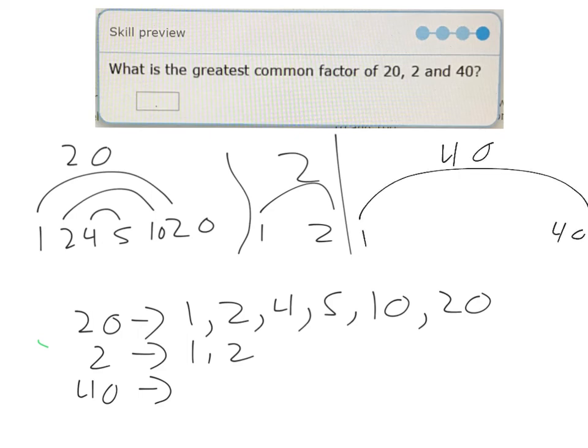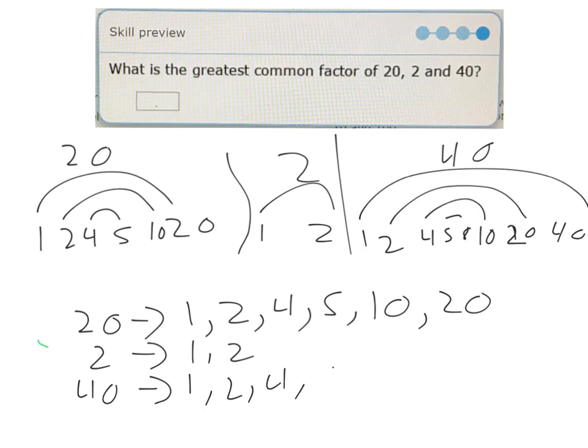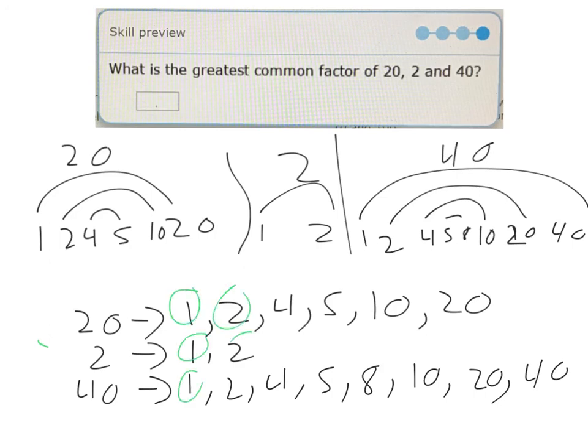1 and 40, 2 and 20, 3 no, 4 and 10, 5 and 8, 6 no, 7 no, and now we're at 8. So its factors are 1, 2, 4, 5, 8, 10, 20, and 40. The only factors all 3 of them have in common though are 1 and 2. So again, our greatest common factor is 2.